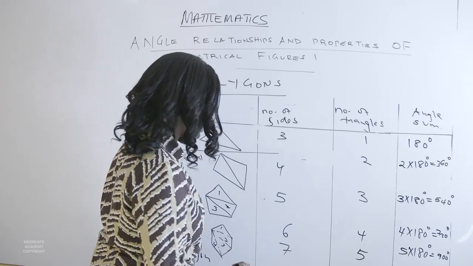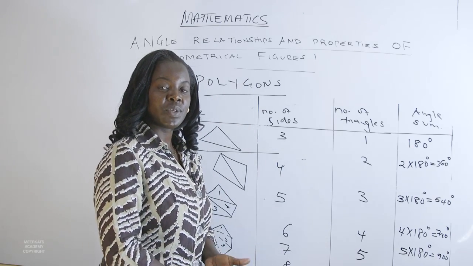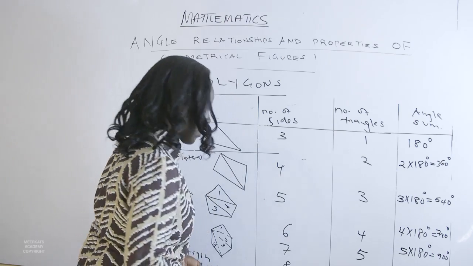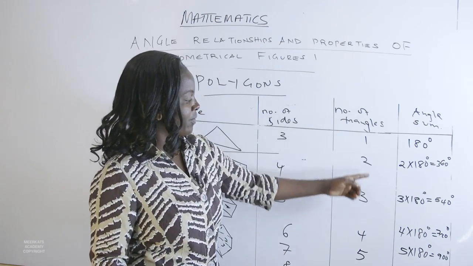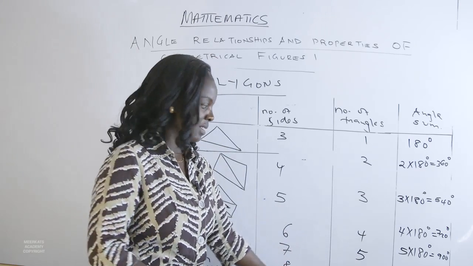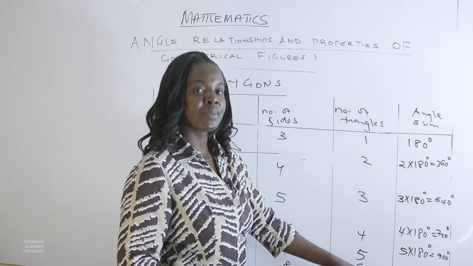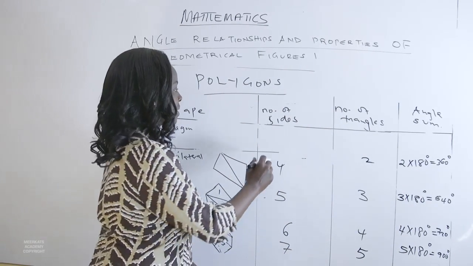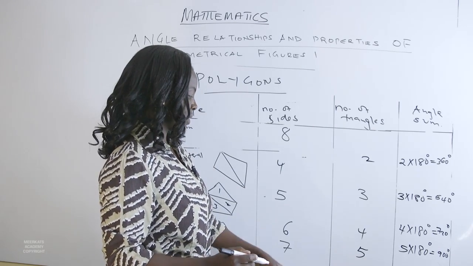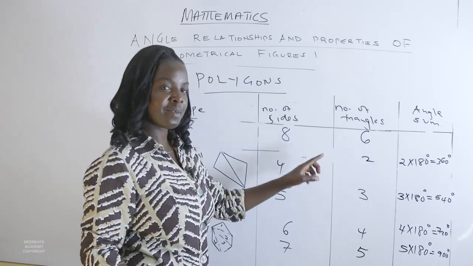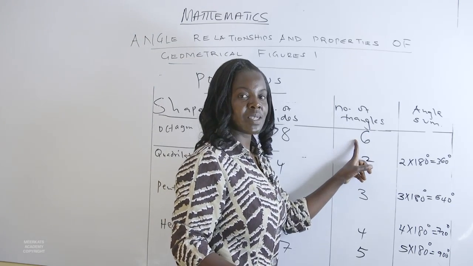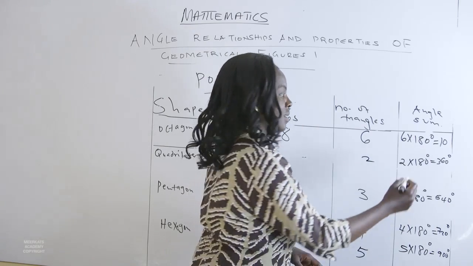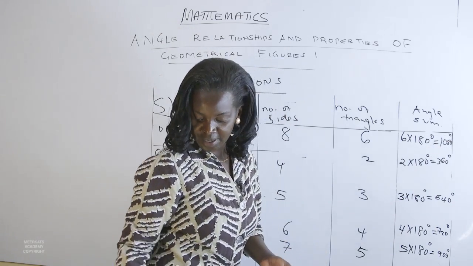What about 8? If the number of sides is 8, what do we call a polygon that has 8 sides? We call it an octagon. An octagon has 8 sides. Because the number of triangles is increasing steadily, that means we'll have 6 triangles here, which is 2 less than the number of sides. Then what will be the angle sum? That will be 6 times 180 degrees, and that should give us 1080 degrees. So in summary, what are we saying?